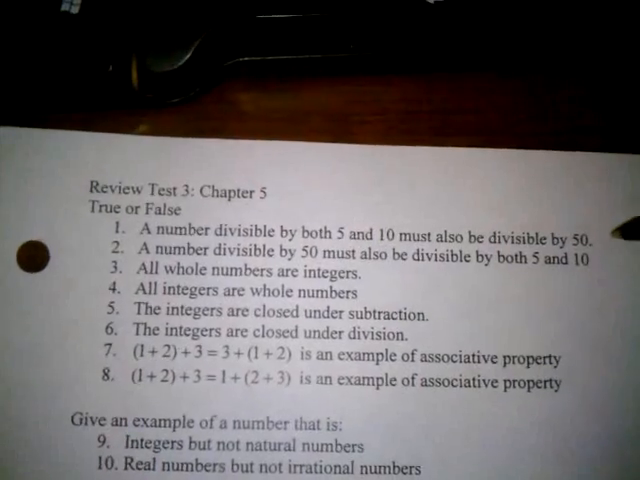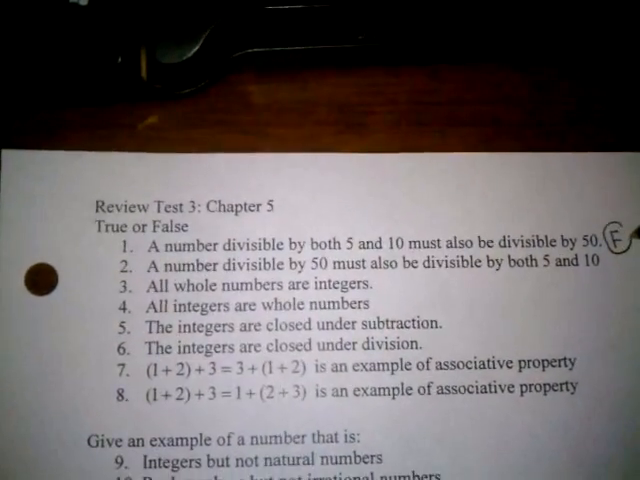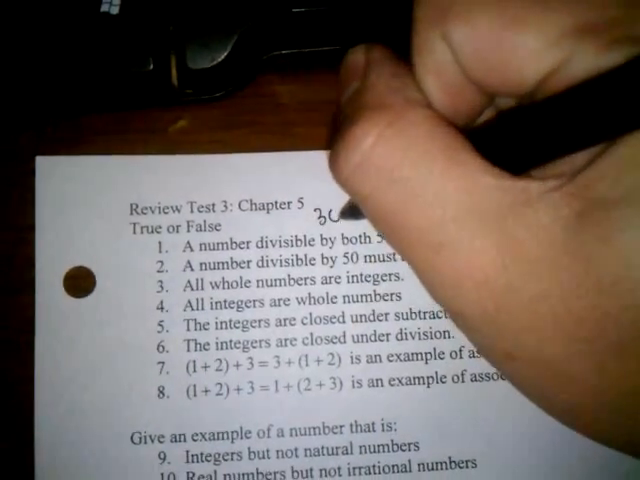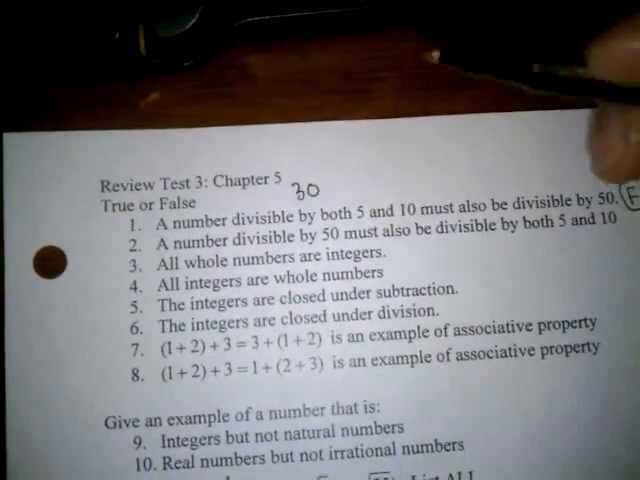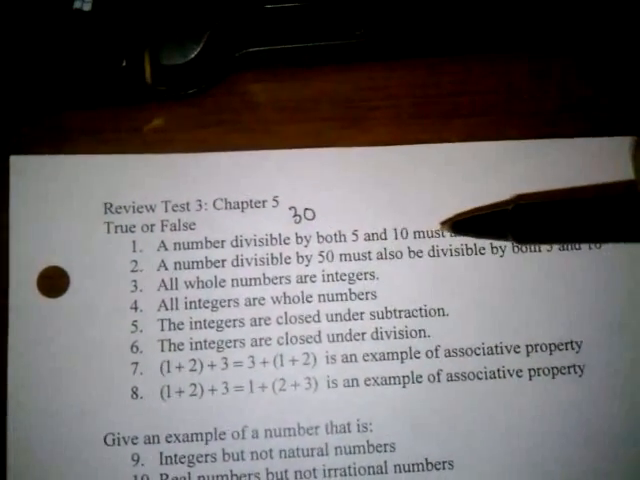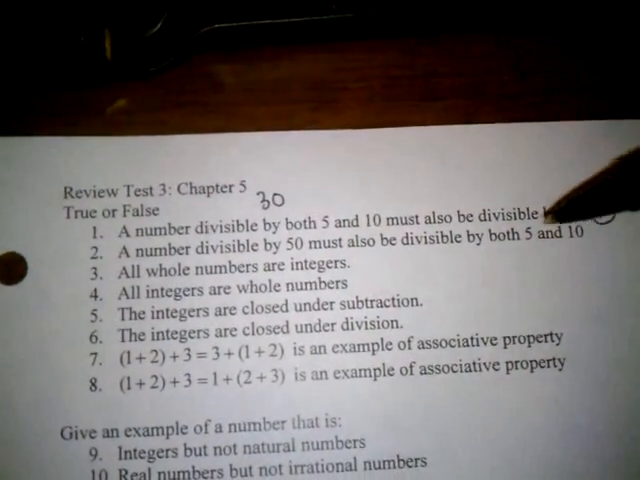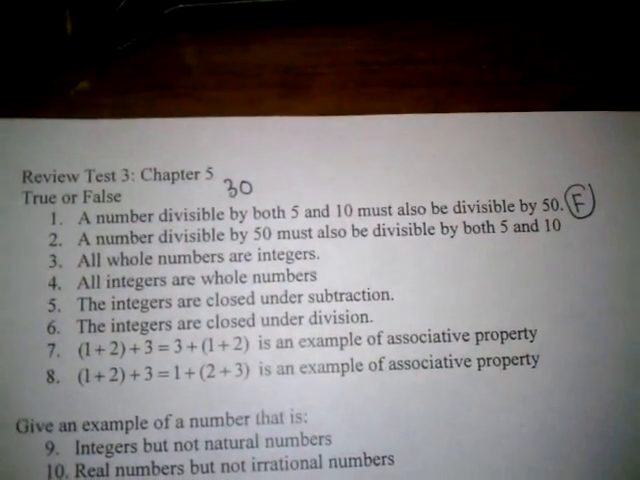This question is actually false. The reason why this question is false is, for example, 30. 30 can be divided by 5 and 30 can be divided by 10. But 30 cannot be divided by 50. That's the reason why the first answer is false.